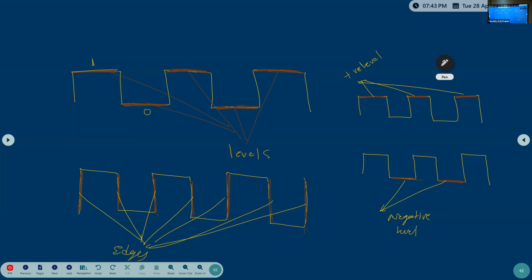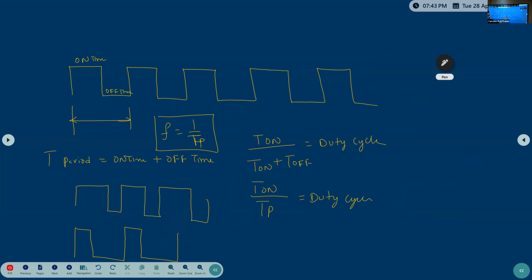Here are the clock related parameters. What is the duty cycle? What is the frequency? What is T on time? What is T off time? Is T on time equal to T off time? They will ask all these kinds of questions. If T on equals T off, then what is my duty cycle? It is 50%. Because T on equals T off, you can substitute T on for both: T on plus T on is 2 T on, T on cancels, giving 1 by 2, into 100, so 50%.